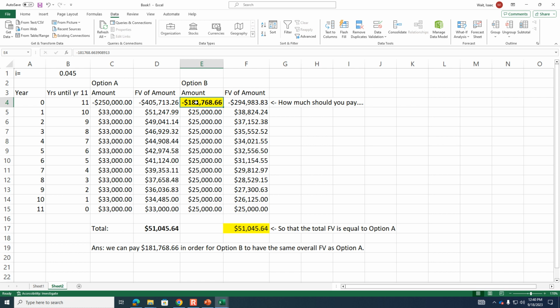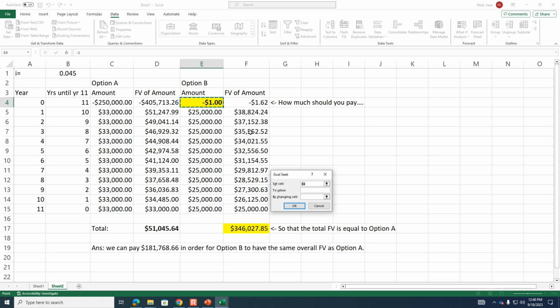Okay, so this is something that you should be able to do using Goal Seek. Just to revisit that one last time, if we started out with a guess value, let's say, what if you paid $1? Then our Goal Seek is here on the Data tab, What-If Analysis, Goal Seek. This is our objective: the total amount should equal 51,045.64 by changing the purchase price.